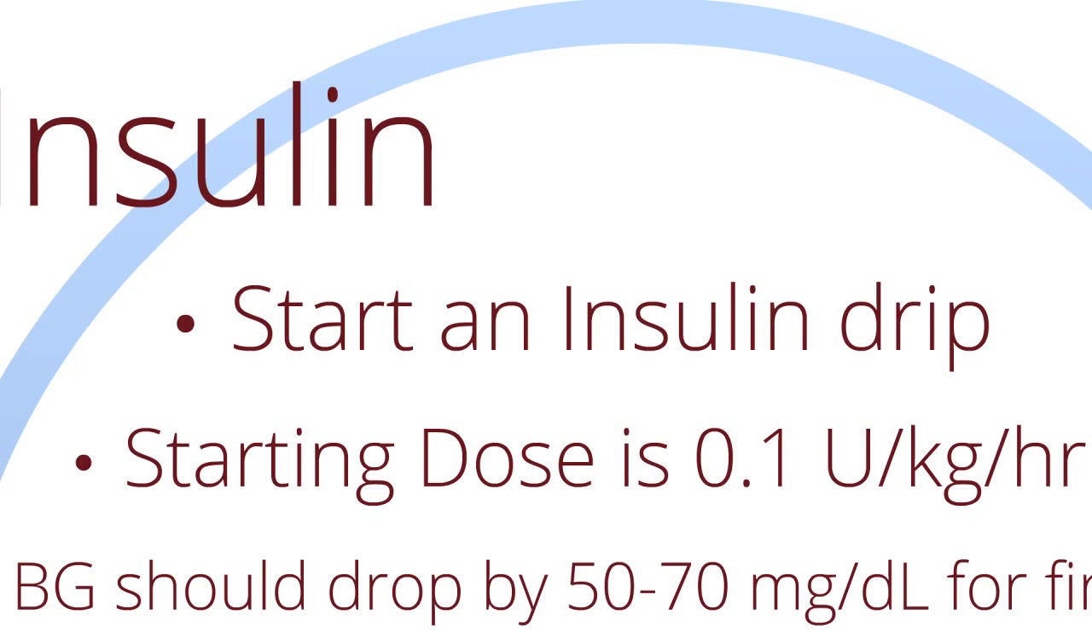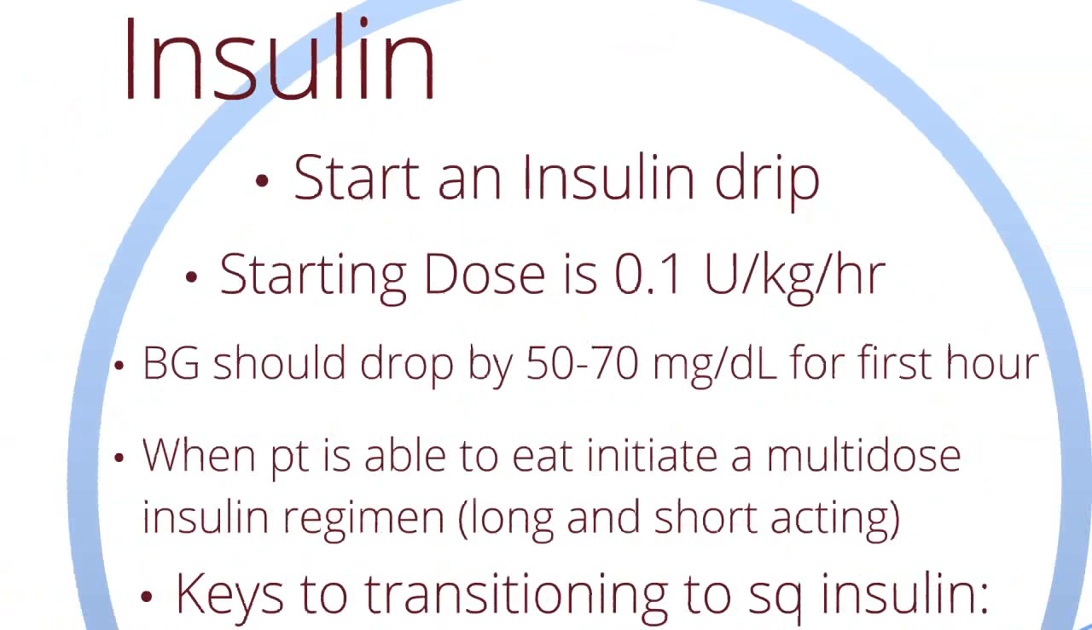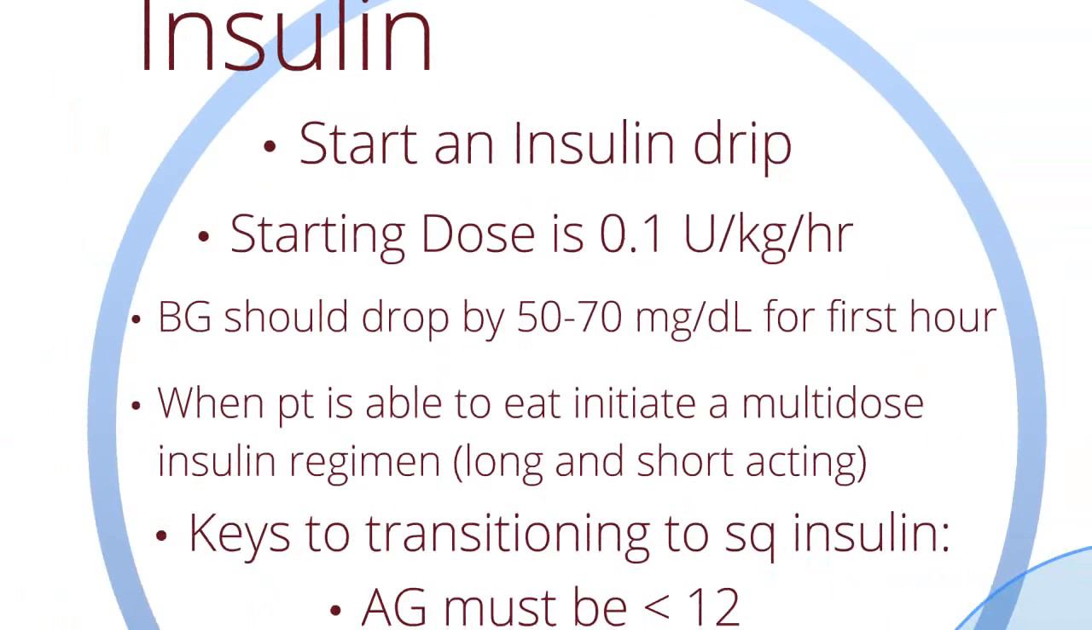Now, the key question is, let's say you start someone on an insulin drip. What is your goal blood sugar after 1 hour? Generally, I like to see patients drop by at least 50 to 70 milligrams per deciliter of glucose within that first hour. If they haven't reached that goal, you really need to start titrating up that insulin drip. At the same time, you do not want them to drop too quickly, as this will commonly precipitate both hypoglycemia as well as hypokalemia.